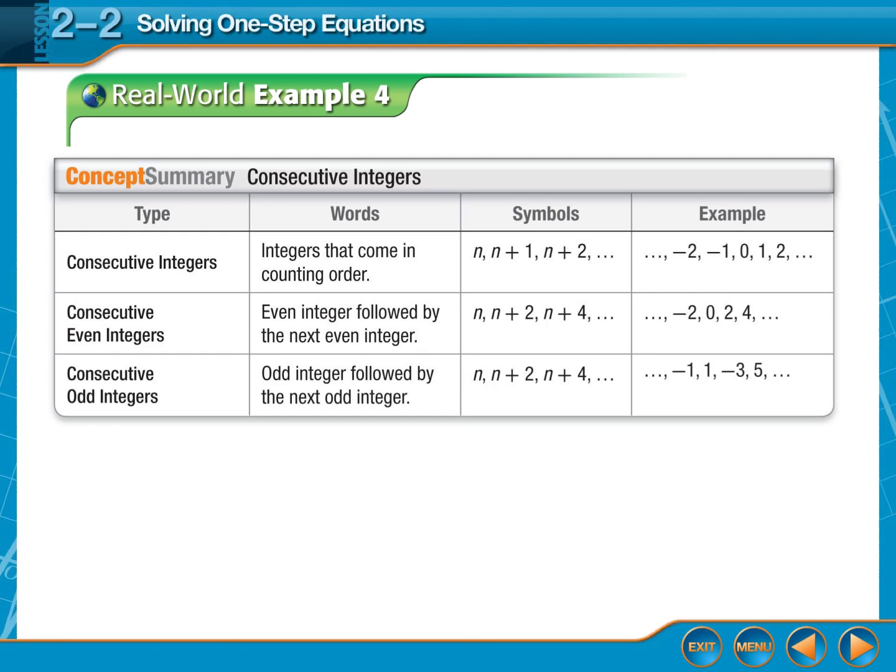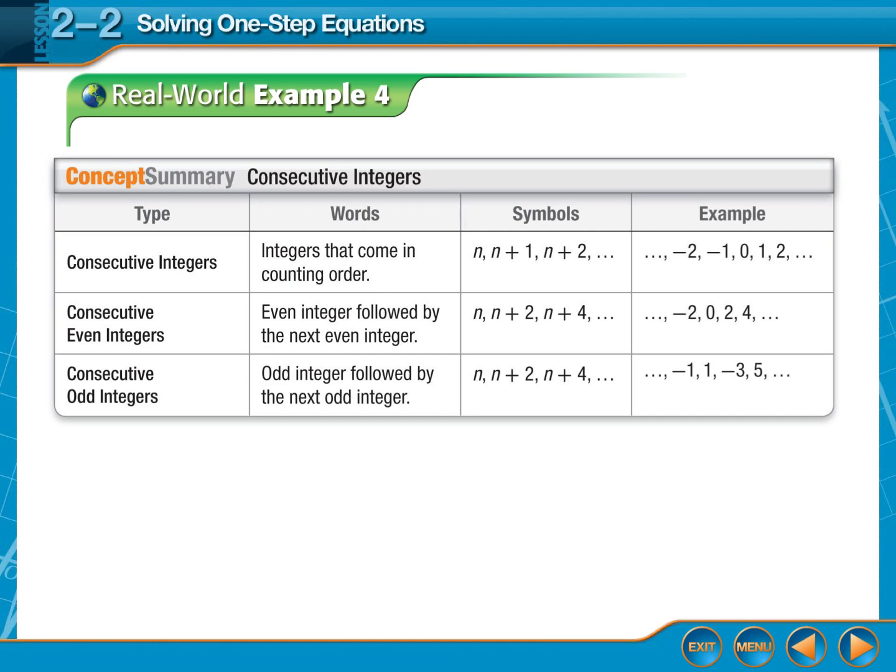What about consecutive even integers? First of all, what does even mean? It's able to be split in half equally. What numbers count as an even number? 2, 4, 6, 8, and 10, or 0. Okay, so give me 3 consecutive even integers. 2, 4, 6, 8.